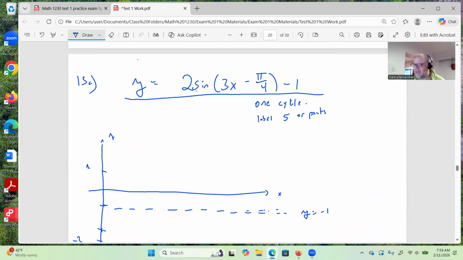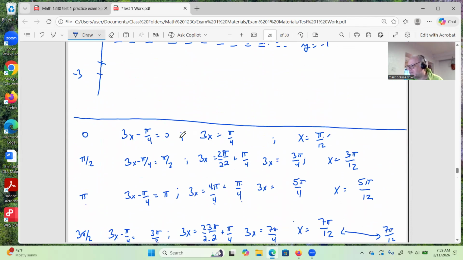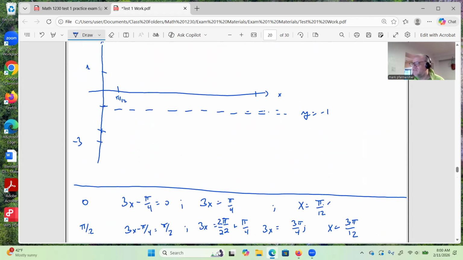So here I'm going to say, here is my pi over 4. Or pi over 12 rather. That's my first number. Let's change that to a pi over 12 and put it where it's supposed to be. We'll say this is pi over 12. We'll write right here, pi over 12. And what's my last number? My last number was, I think, 9 pi over 12. It sure was 9 pi over 12. So here we are with 9 pi over 12.